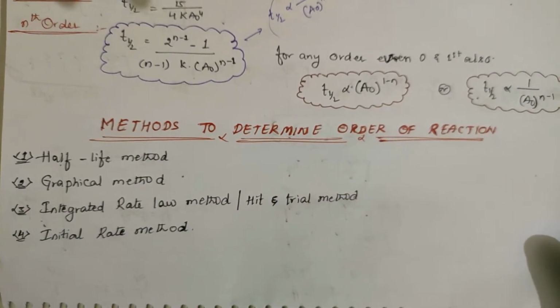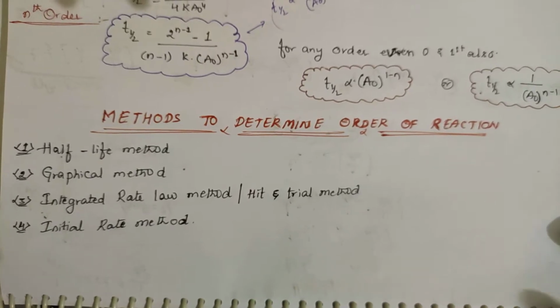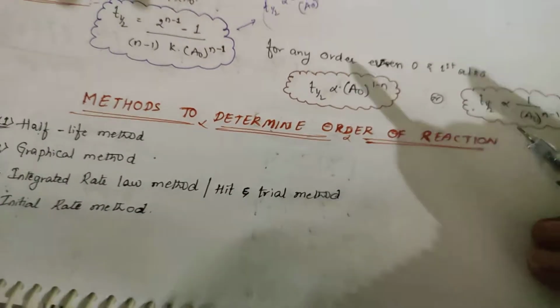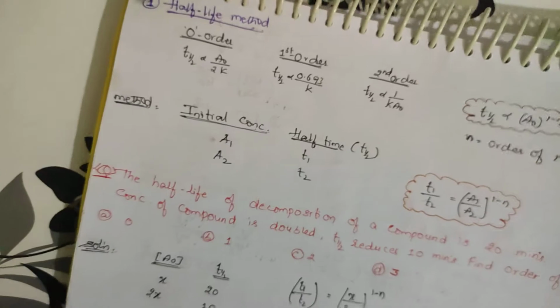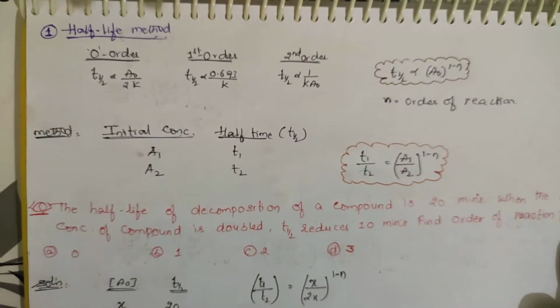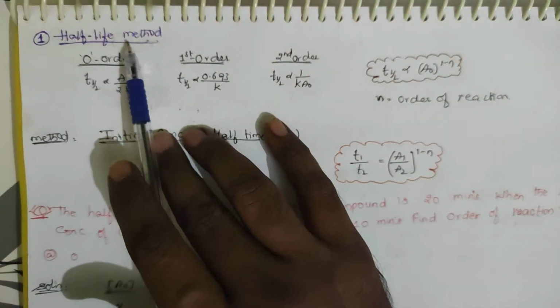And one is the initial rate method. Already we have done the methods with respect to this content. Once again, we will be going through this. Right, half-life. So this is the first method, the half-life method.